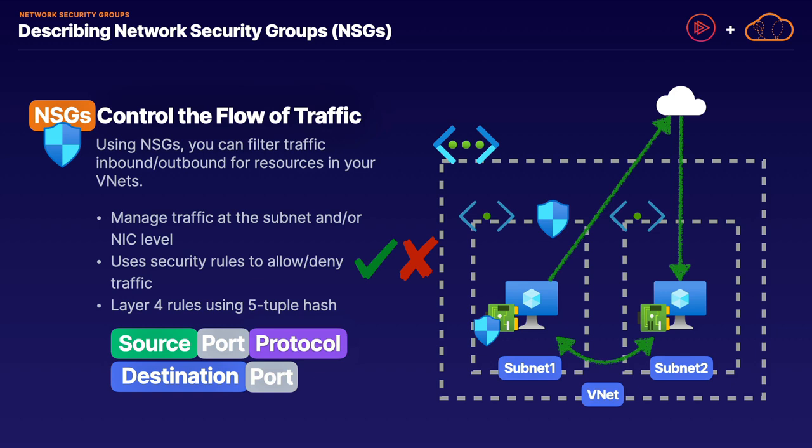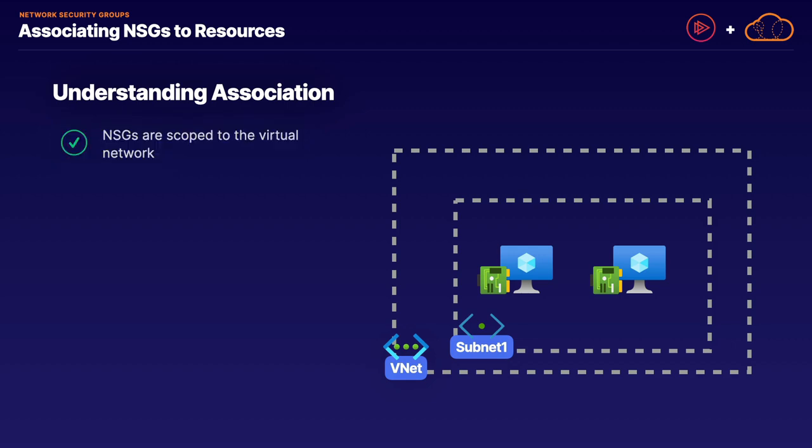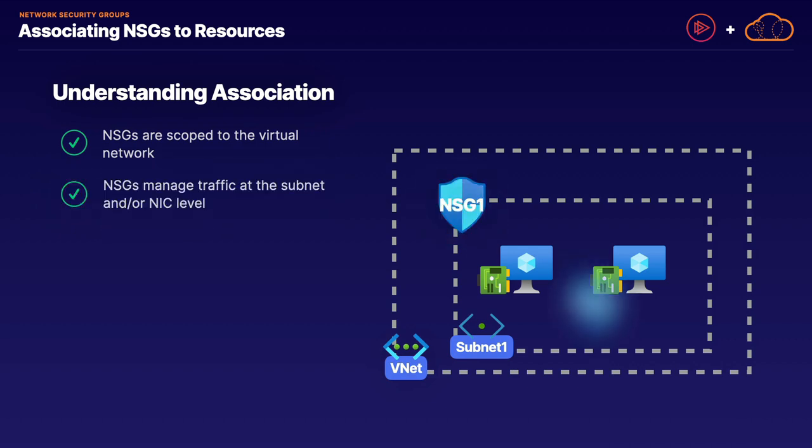Now that we understand what network security groups are, let's get into talking about the idiosyncrasies of associating those NSGs to resources. Let's use this example here where we have a VNet with a single subnet and 2 virtual machines, each with a single network interface card. When it comes to understanding association of NSGs, we have to understand that NSGs are scoped to the virtual network. And this means that we're talking about managing these NSGs by associating them with subnet boundaries, which then applies them to all of the network interface cards of all those resources inside that subnet, or specifically to a network interface.